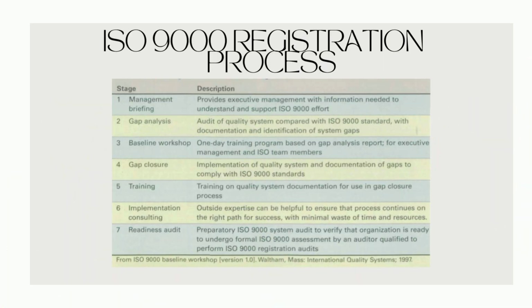And here is the ISO 9000 registration process. If a company or an organization would want to acquire the certification of ISO 9000, they should be going through all of the 7 processes. After that, they will gain or receive their accreditation.